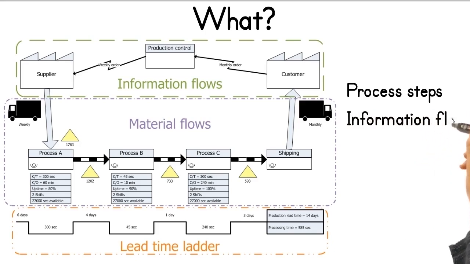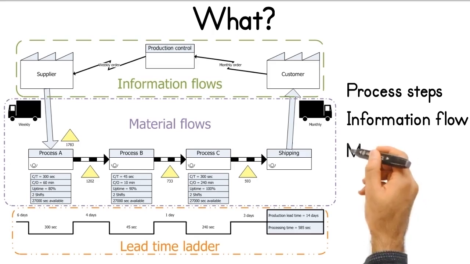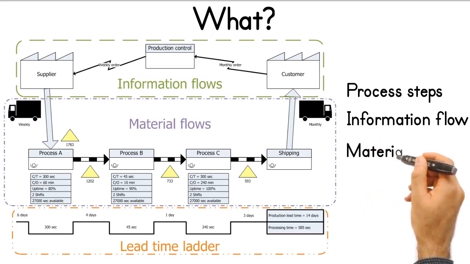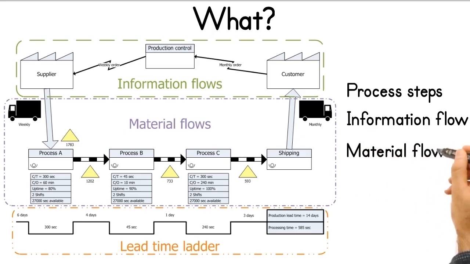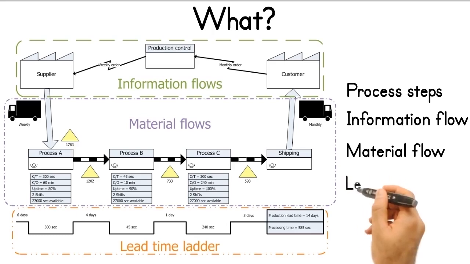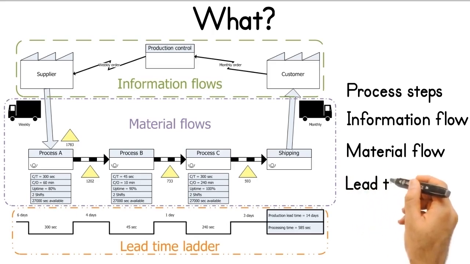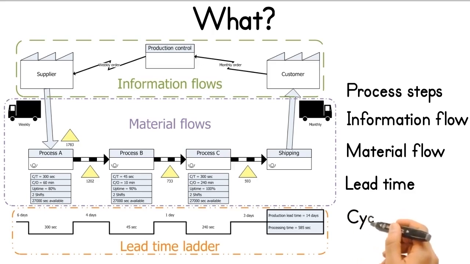Key elements of a value stream map include process steps, the series of activities that transform raw materials into finished goods or services. Information flow, the flow of information that controls and supports the process steps. Material flow, the movement of materials or products throughout the process. Lead time, the time it takes for a product or service to move through the entire value stream. Cycle time, the time it takes to complete each process step.